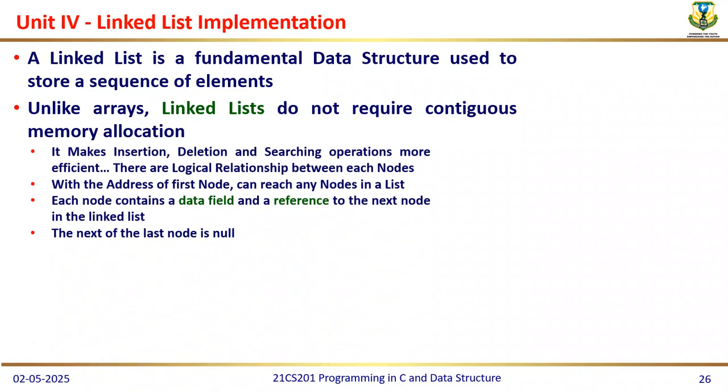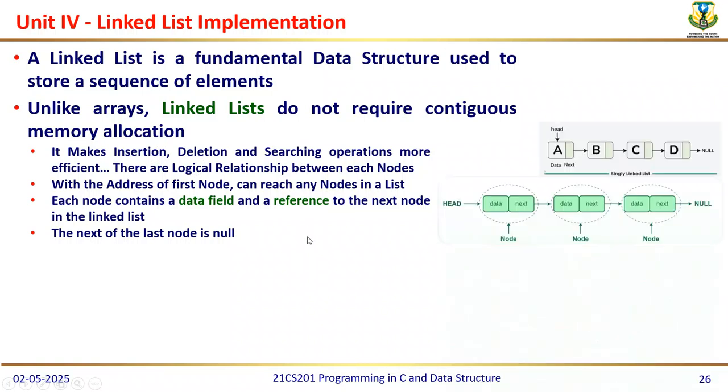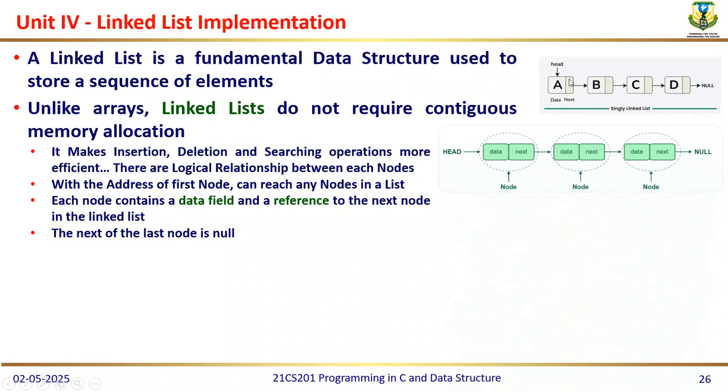As far as linked list implementations are concerned, they have a few popular operations: we can insert data, delete data, and search for any data through these different operations. For this purpose, a linked list is considered the best model. There are logical relations between each node. For example, we consider A as one node and B as another node, then C and D, and so on.